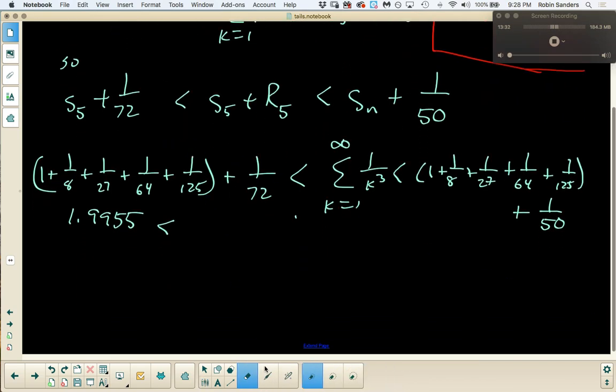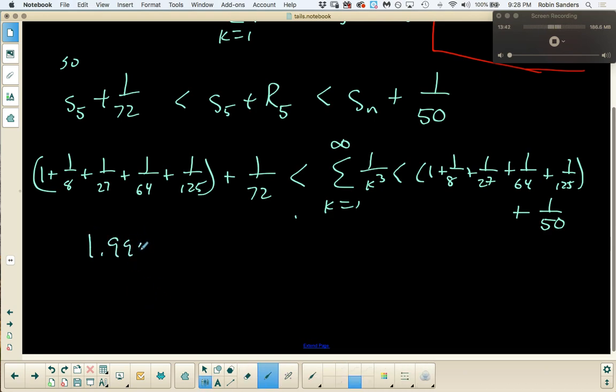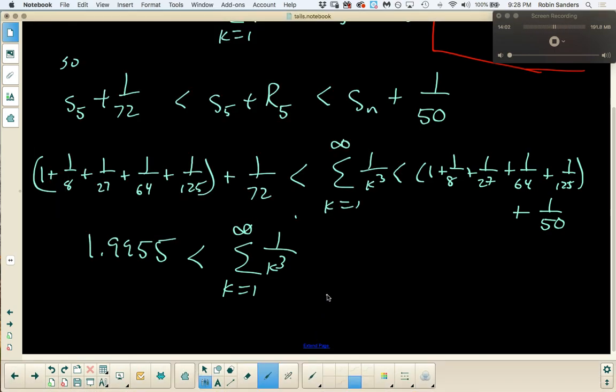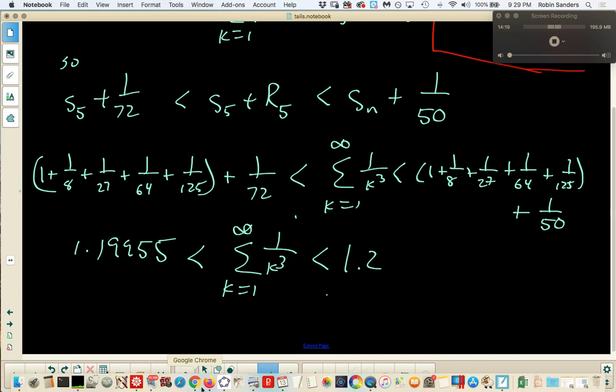Actually, let's clean this up just a little. 1.19955 is less than my p-series. And we're going to go back to Mathematica. And I messed that up. It's a 1.199. So let's come back here and clean that up. So this should be 1.199. And this guy is less than 1.2 something or other. So let's go back to Mathematica and find out what that upper bound was.